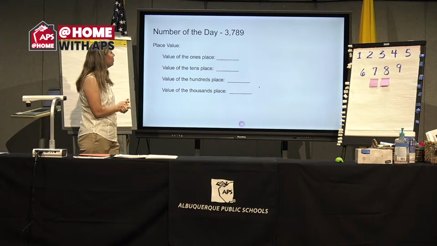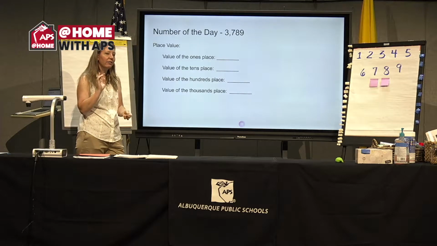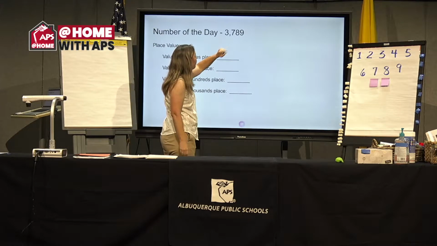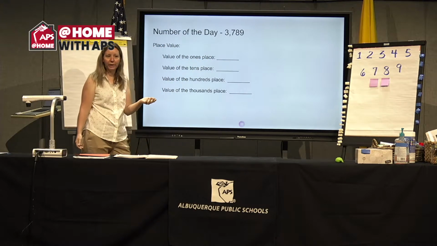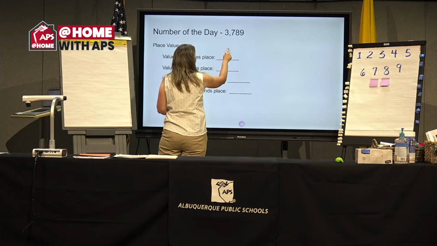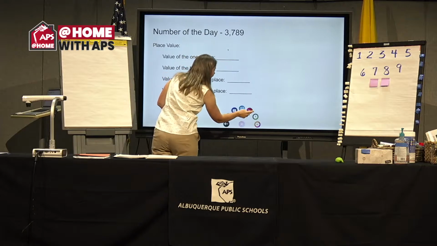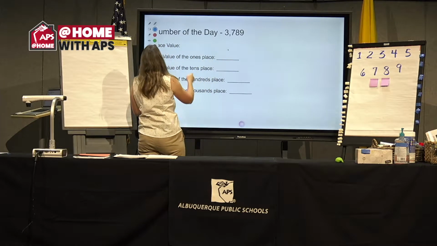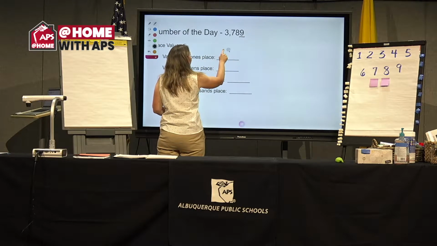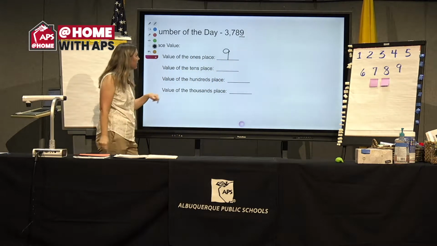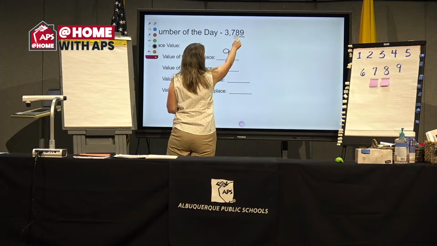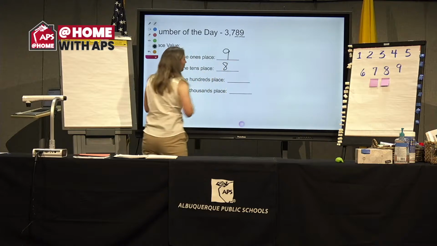All right. Now let's go ahead and go with place value. What is the value? So we had started talking about that. So 3,789. What is the value of the ones place? Just 9, right? We just had that 9. Did you guys catch me that I forgot to get my pen? All right, so we had that 9. Value of the tens place. We have 8. So the value is 8.